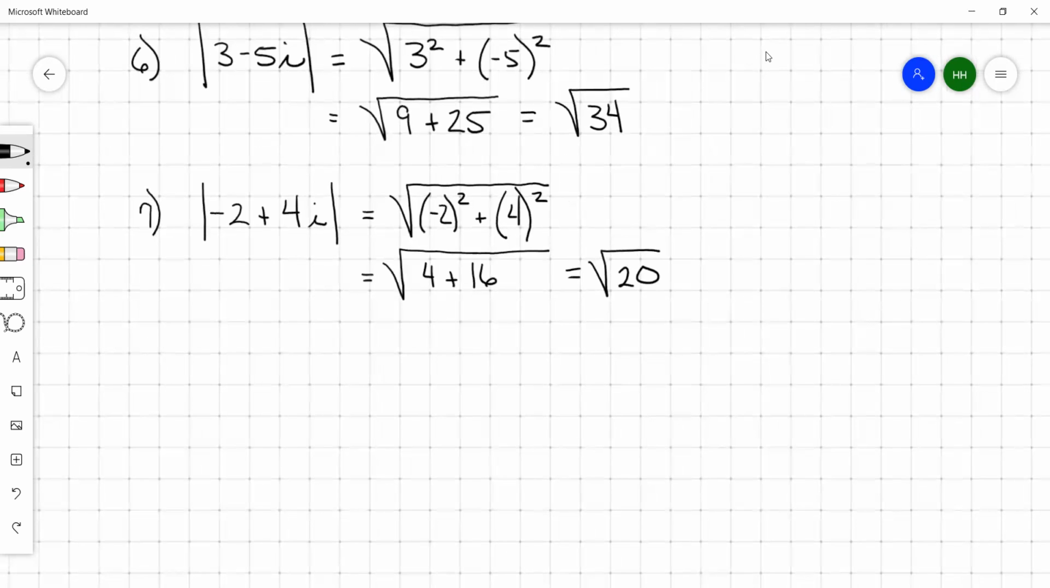The square root of 20 has a perfect square in it. The square root of 20 is equal to the square root of 4 times the square root of 5. The square root of 4 is equal to 2. So in its simplest form, we get 2 radical 5.